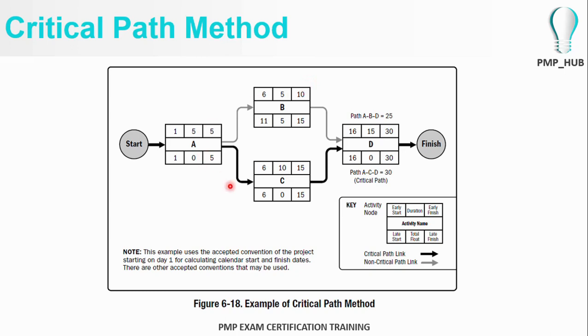Same goes here. Activity A finishes at the end of the 5th day. Activity C can commence on the 6th day. Activity C needs 10 days to complete, and at the earliest, activity C will end on the 15th day.